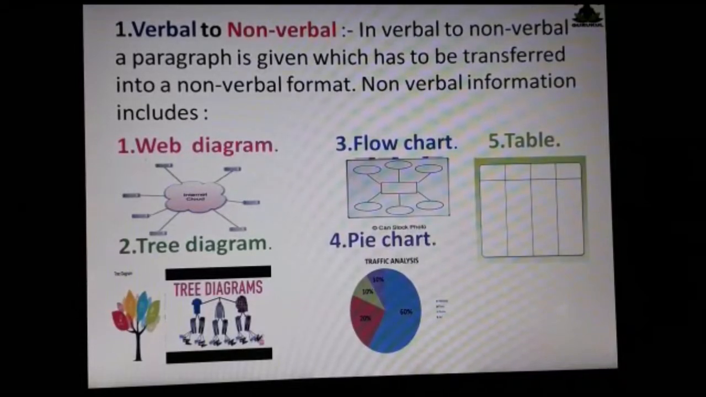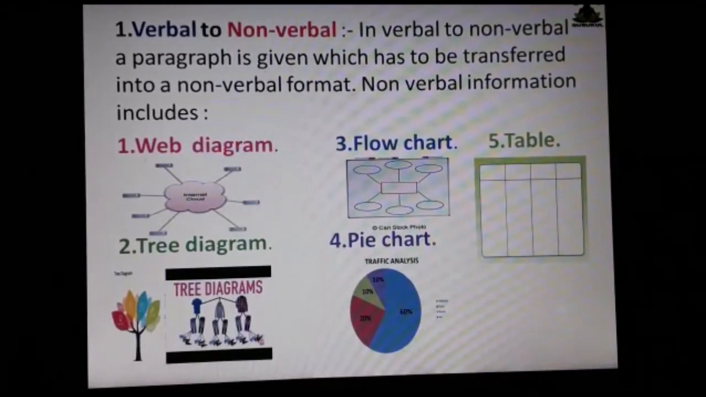The non-verbal information includes, it can be a web diagram, it can be a tree diagram, it can be a flow chart, it can be a pie chart, or it can be a table. So using any of these. Now what you have to exactly convert that information into will be clearly mentioned in the question. Like, read the following paragraph and convert the information into a web diagram or a tree diagram or a flow chart or a pie chart or a table.